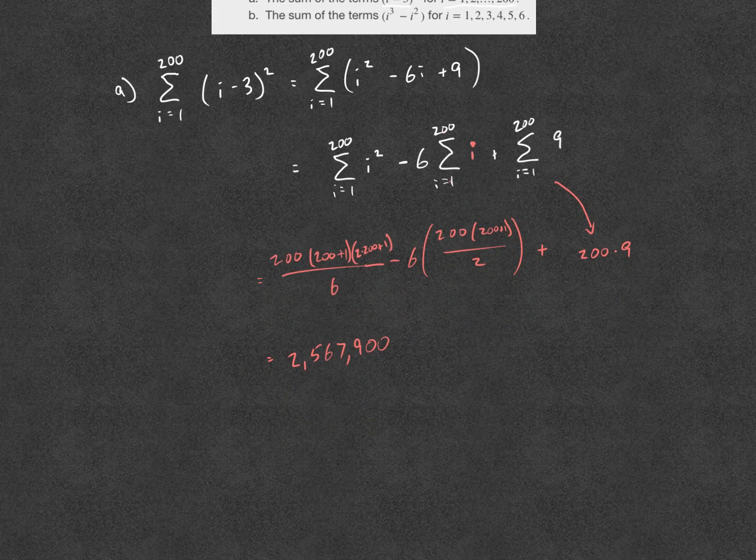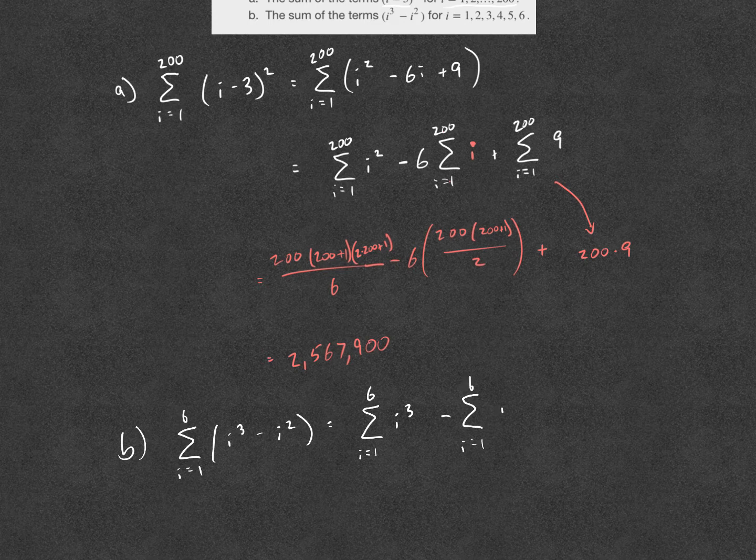And then for part B, I'll leave it just at the tippy top. Part B is the sum of the terms i cubed minus i squared, and my indices are from 1 to 6. That looks like this: the sum from i equals 1 up to 6 of i cubed minus i squared. So the first and key step here is to split this up: the sum from 1 to 6 of i cubed minus the sum from i equals 1 to 6 of i squared.